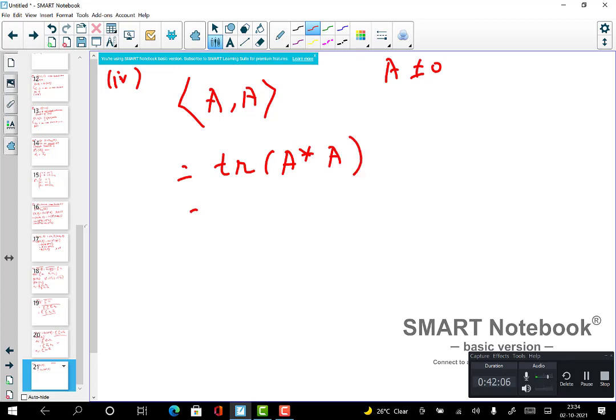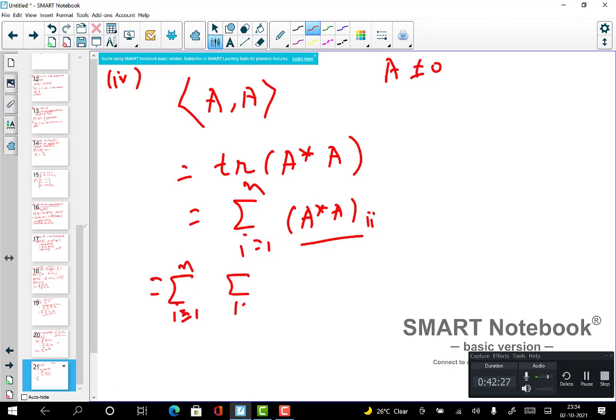And trace of A star A is nothing but the sum over the ith row and jth column of this matrix. Sorry, the diagonals, and i is 1 to n. But this is actually a double sum. First of all, the sum is 1 to n here, and then the sum over k from 1 to n, and this will give you small a star i k, and then a star k i, because j equals i here.